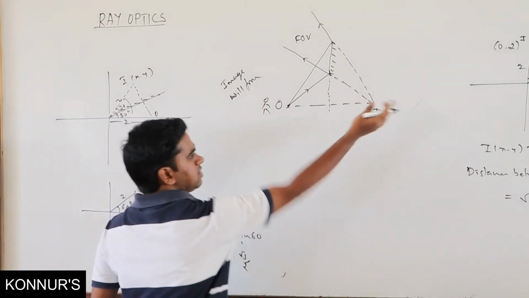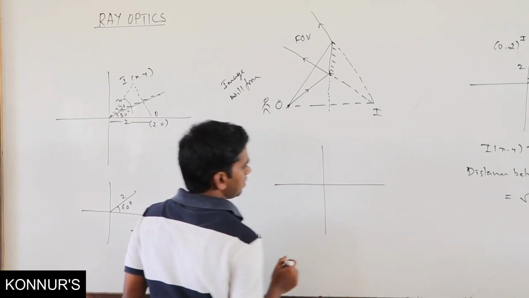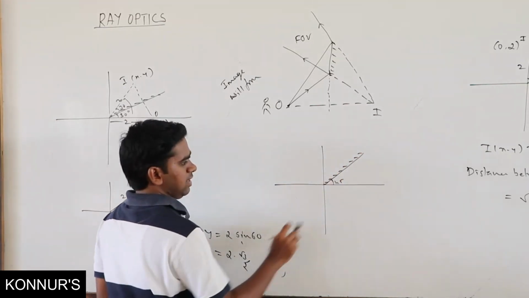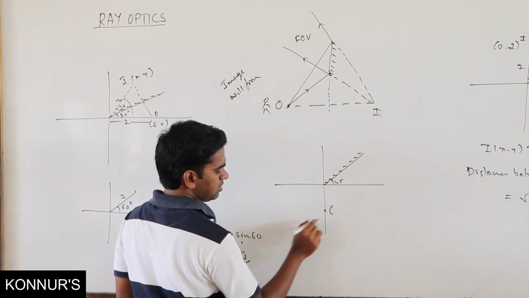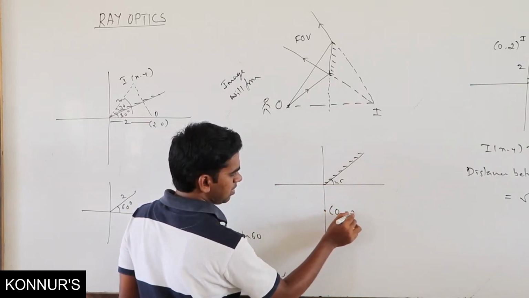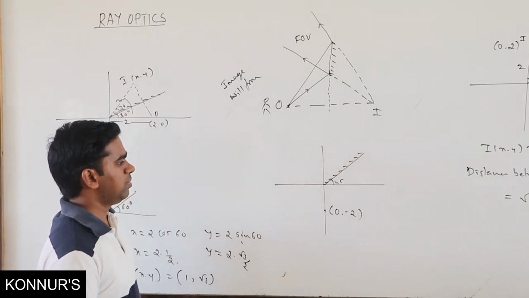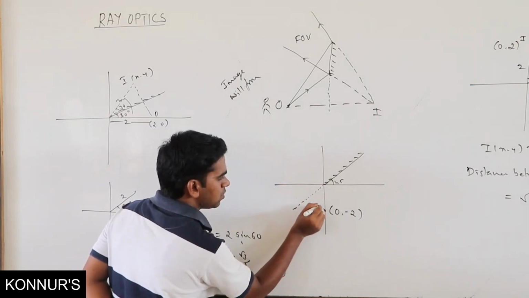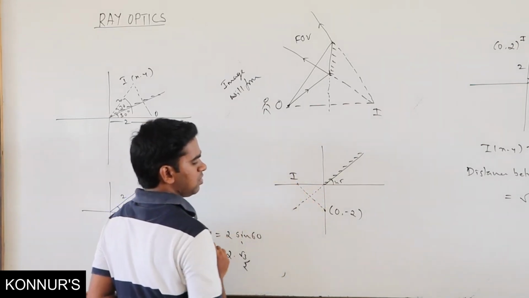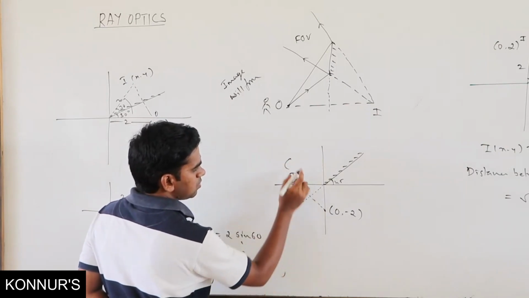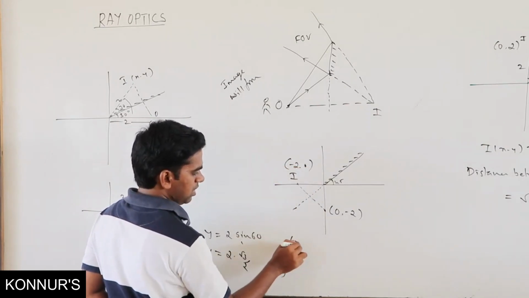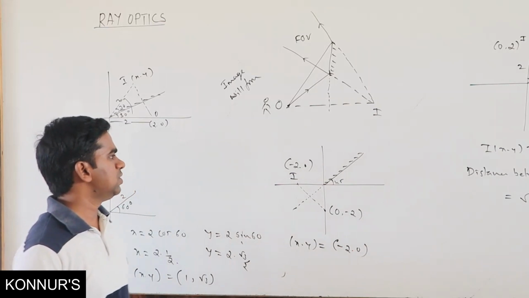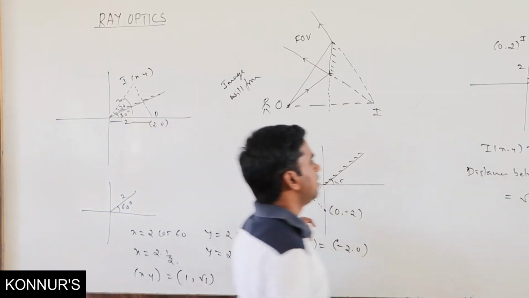For example, I will take the same example here. Suppose the mirror is kept here only, at an angle of 45 degrees or theta. Instead of taking the object here, if the object is here, what are the coordinates of the object? (0, -2). So what will be the coordinates of the image here? You can just extend this line, and this is what your I is. So I is nothing but (-2, 0). So x comma y equals (-2, 0). This is how you can calculate the coordinates of the image.